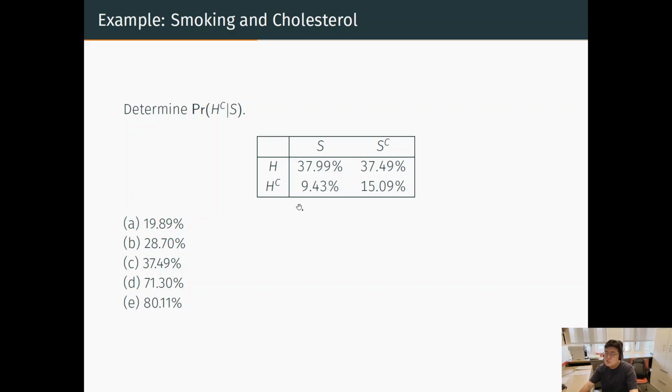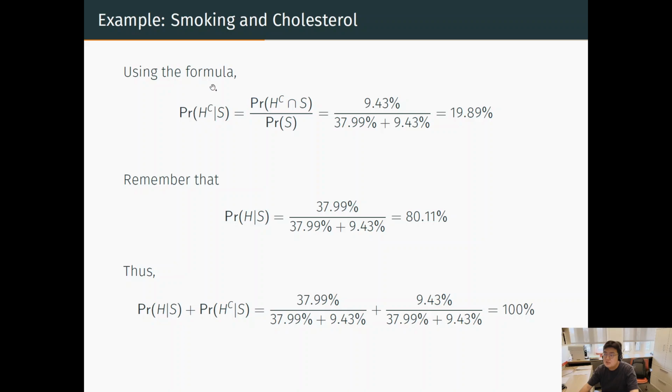Okay, let me turn the page. The answer is, so first, the condition is S, so you delete the second column. The last column is deleted, and among these, you are looking at H complement, 9.43%, excuse me. So numerator is 9.43, denominator is the sum of these two, okay? So this is what you get. This is how you calculate this conditional probability. Straightforward, it's 19.989.